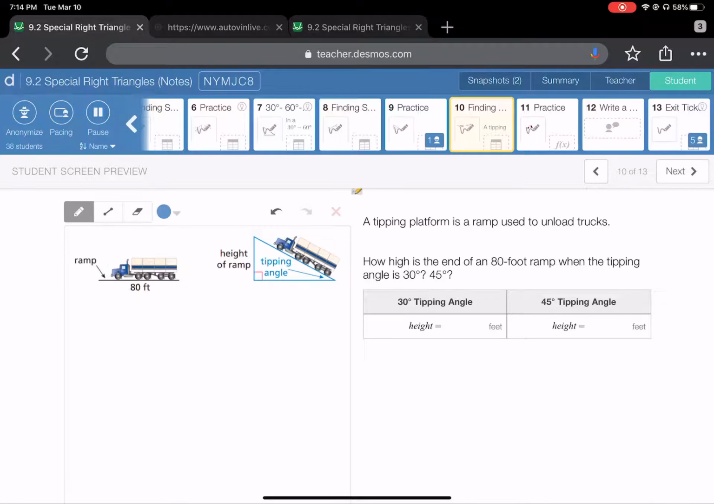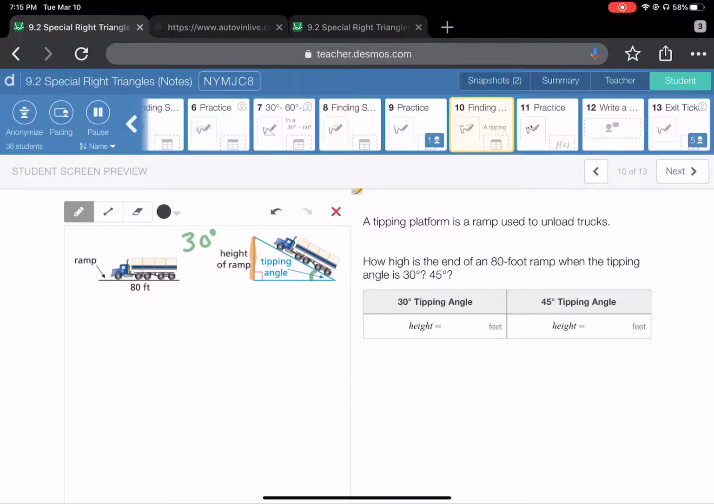Okay, so what if we had a ramp that's unloading this truck, and we want to find out how high the ramp goes? What is the actual measurement of that height right there? If our tipping angle, this angle here, is 30, and what if it is 45? We're going to start first by figuring out what is the height when our tipping angle is 30 degrees.